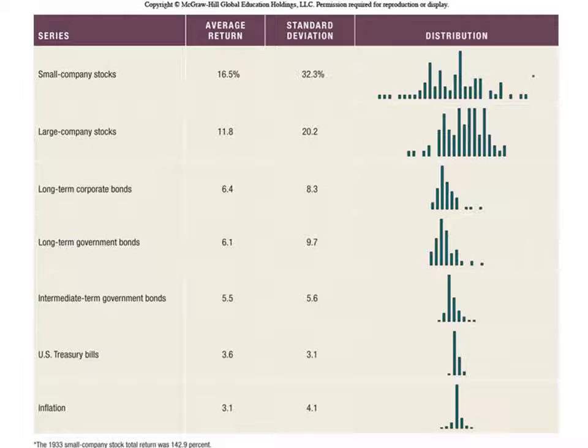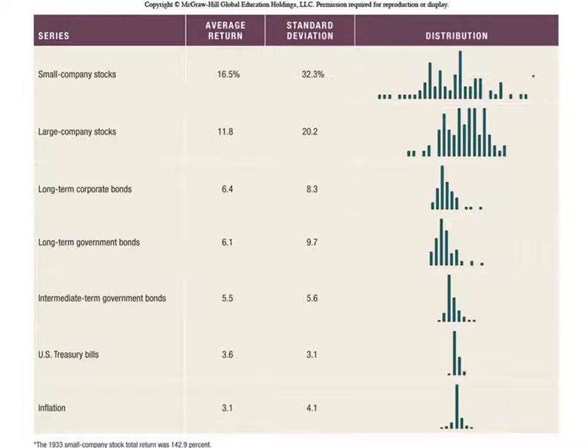Next, we want to look at standard deviation. As we're about to learn, standard deviation is our mathematical measure of risk. It measures that roughness that we talked about earlier. And small company stocks have a standard deviation of 32.3 compared to 20.2 for large company stocks. That makes sense. And large company stocks have a standard deviation of 20.2, which shows them to be riskier than long-term government bonds at 8.3, because higher standard deviation means greater risk.